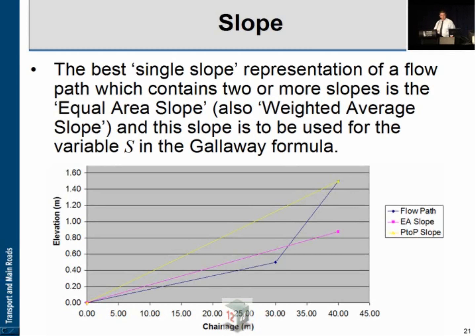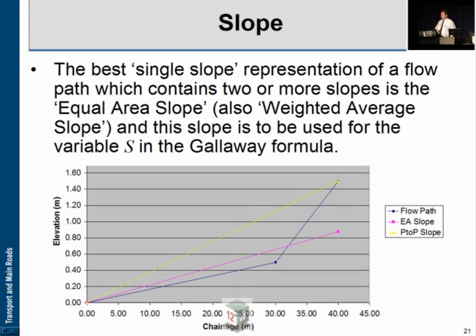The best single slope representation of this is what's called the equal area slope or the weighted average slope. The point-to-point isn't really that good. The diagram at the bottom, it's a little bit hard to see. There's a yellow line that goes from the very top, about the 1.5 mark, right down to the 0, 0. That's point-to-point. It's a much steeper slope, whereas the equal area slope, which is the pink line, or the purple line, is a lot flatter. And that's more representative because this flow path is predominantly flatter. It has a short, steep section.